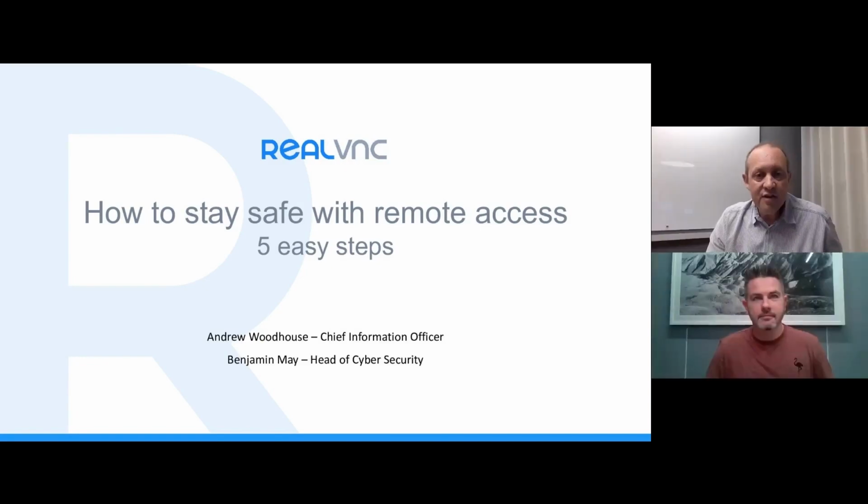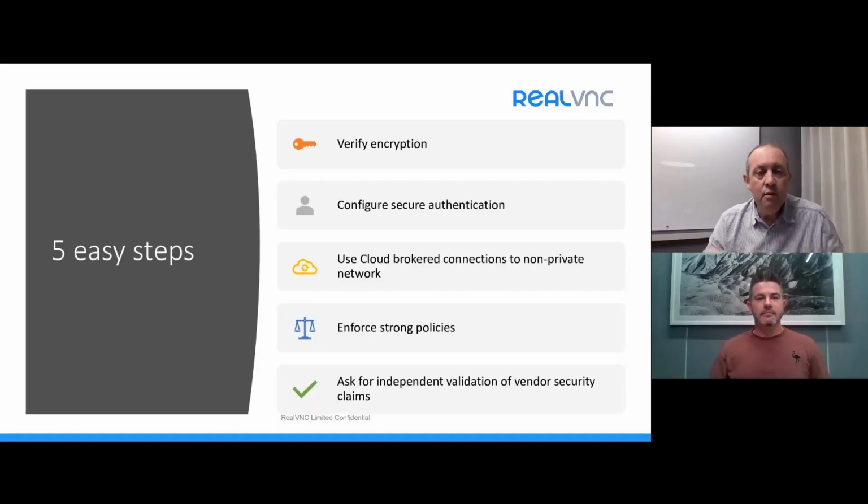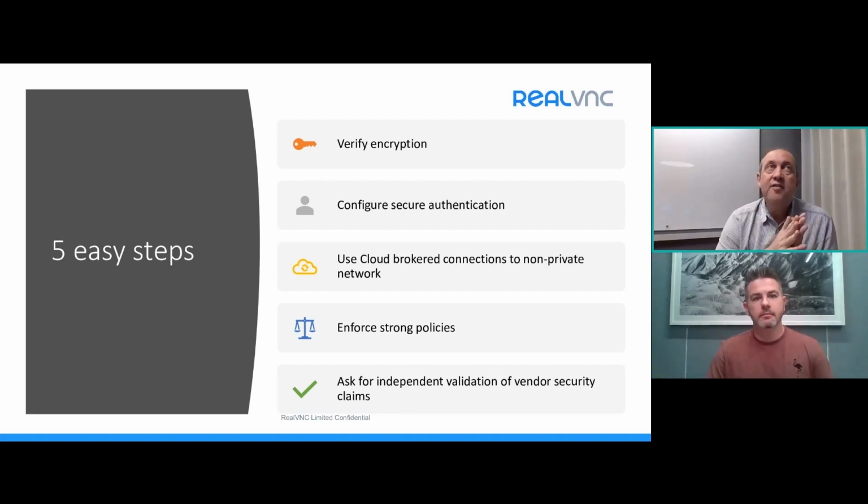Hello, everybody, and thanks for joining us. What we're going to do today is spend about half an hour or so, with a 10-minute Q&A at the end, considering the 5 easy steps, or the 5 things that should be considered when choosing a remote access vendor, deploying remote access software, and managing that remote access software. As you can see on the slide, the first thing we're going to talk about is encryption, and it's not as simple as "is the connection encrypted?" There are other things that should be considered, which Ben's going to talk about.